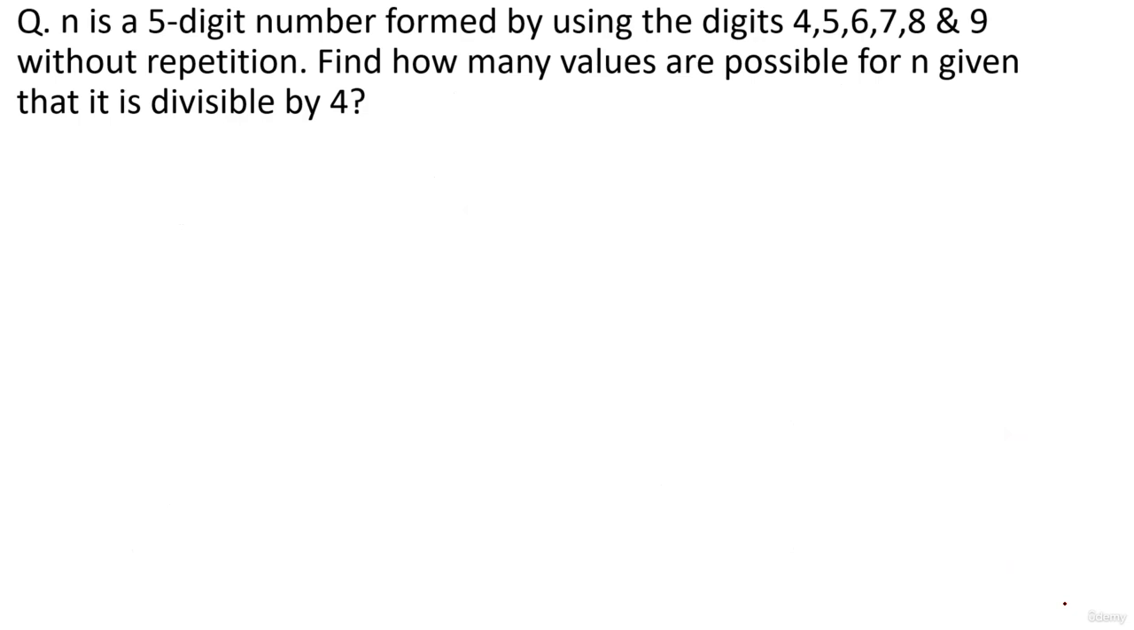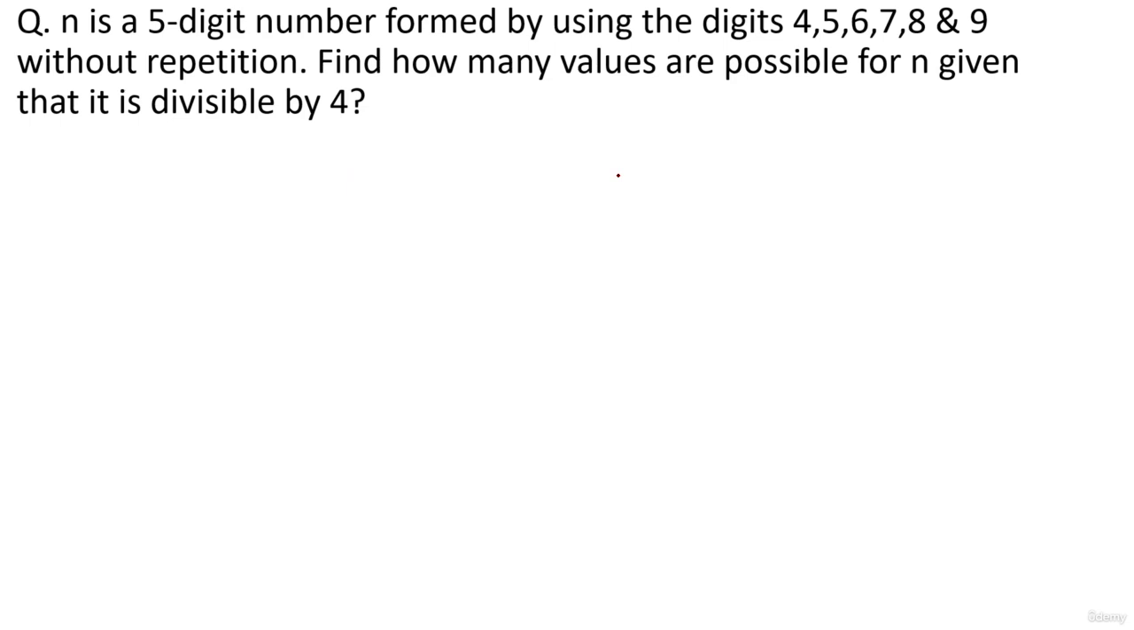Now, guys, it is given that n should be a 5-digit number which is divisible by 4. Any number divisible by 4 will contain the last two digits divisible by 4, right? So this 5-digit number, we have to ensure that the last two digits are divisible by 4. So of the given digits 4, 5, 6, 7, 8, and 9, how will I ensure that the number gets divisible by 4? If the last two digits are divisible by 4, right?